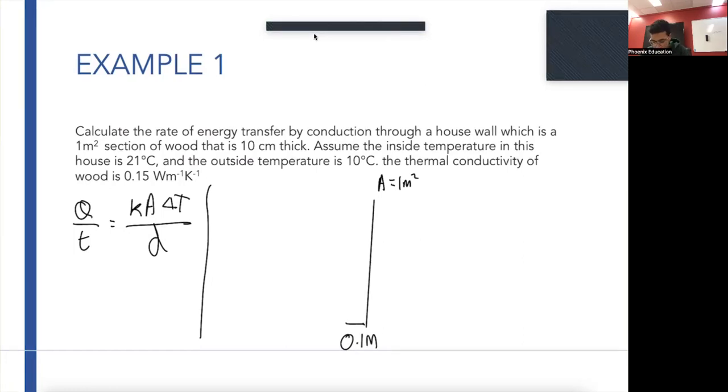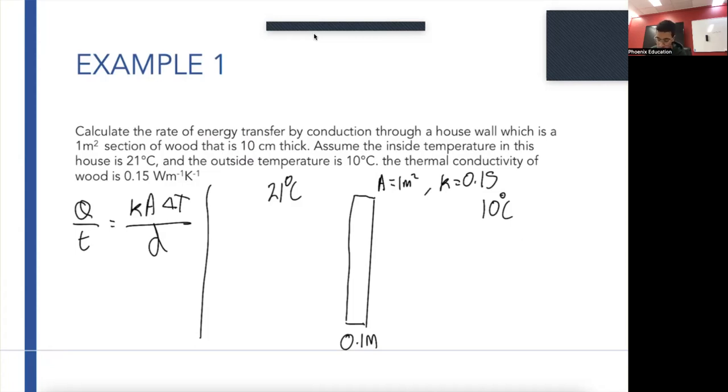Assume the inside temperature in this house is 21 degrees Celsius, and the outside temperature is 10 degrees Celsius. The thermal conductivity of wood is 0.15 watts per meter per Kelvin. But really, we're just going to write K equals 0.15. Since the unit is really complicated, we'll just leave it at that.